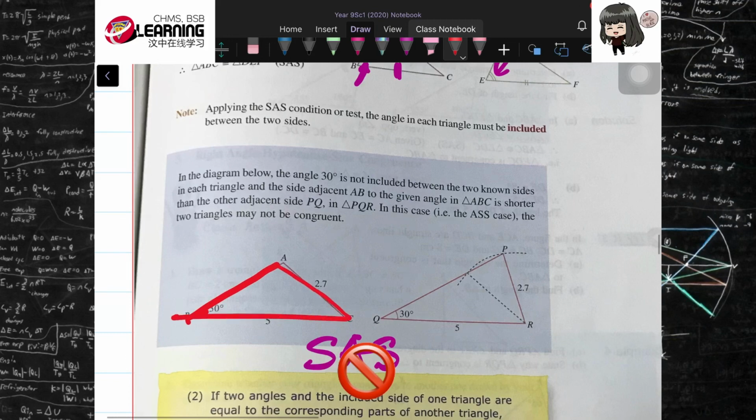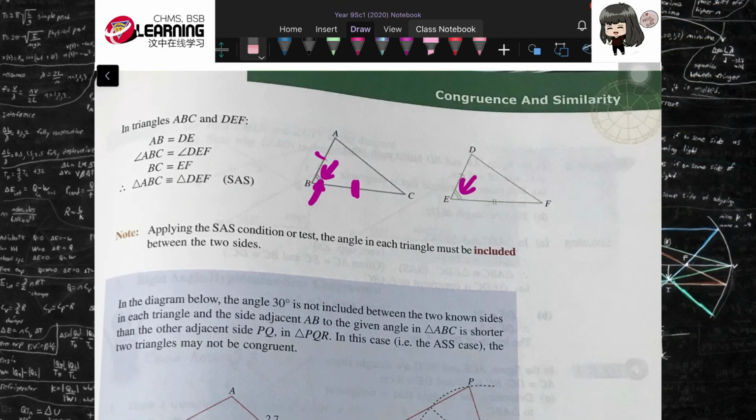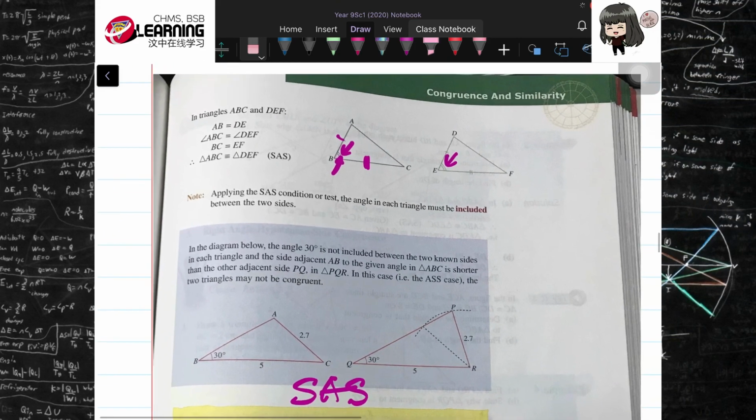And you can see that these two triangles are obviously not congruent. You see this and this. The size is not the same, the shape is not even the same. So that is why side angle side cannot be proven in this way. It only can be proven if we have included angles and two corresponding sides.